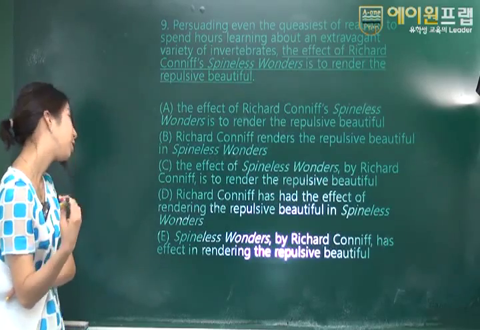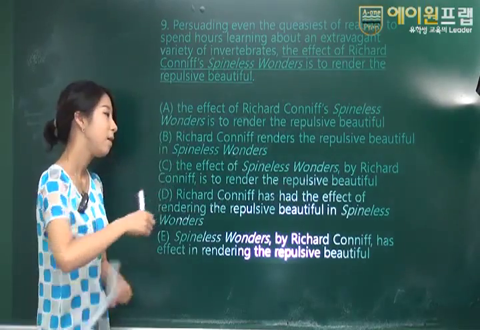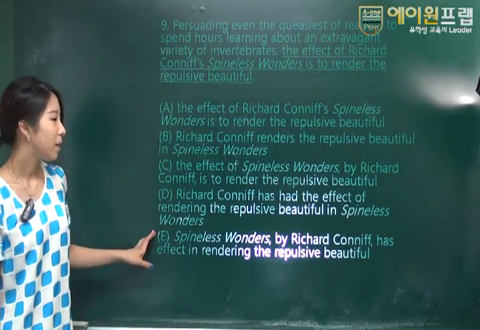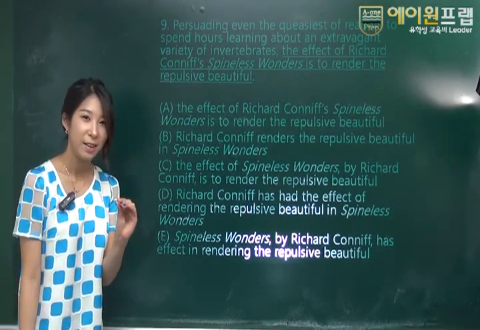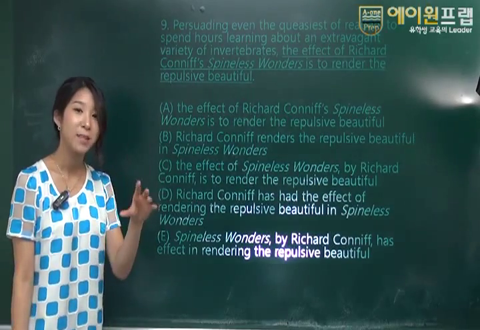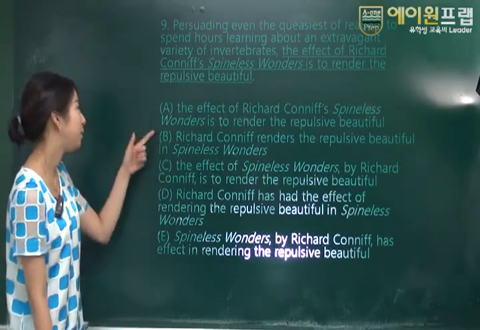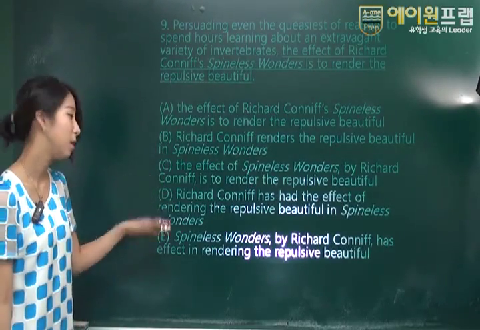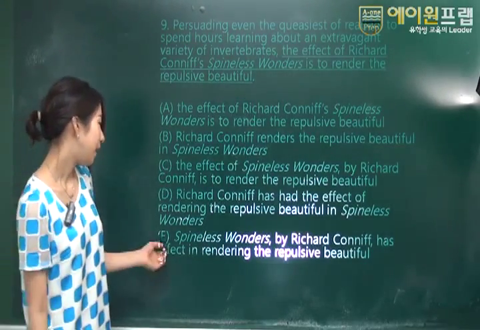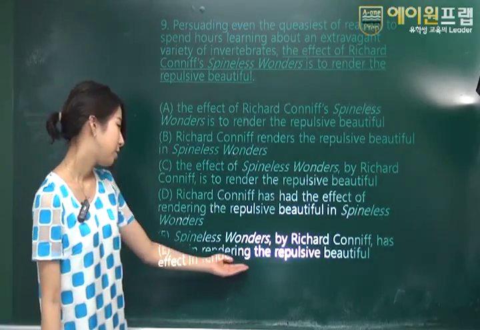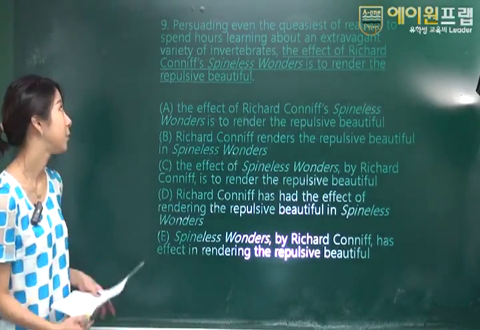So if you can't really decide whether it's Richard Conniff or Spineless Wonders, the book itself, that's persuading the readers, then look at the other part. It's an SAT 1 writing question, it's not going to be that complicated. There must be an error. There must be the best sentence that we can't find any wrongness in, like B. It's perfect. I can't say anything wrong about it. But E, I can at least improve it. Oh, well, we can say that this book renders the repulsive beautiful instead of saying has effect in rendering, you know? So that's why B is the answer.